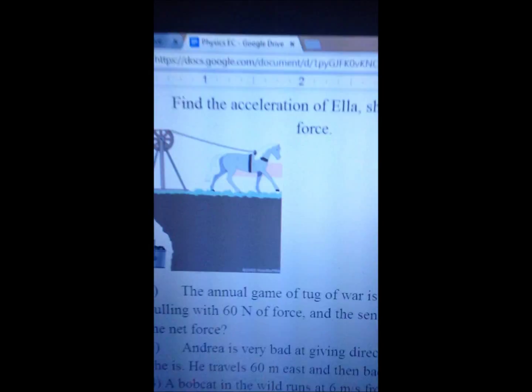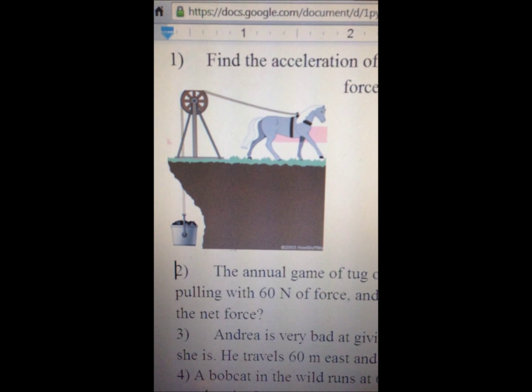My first semester physics review. This is number 1. This is Ella.